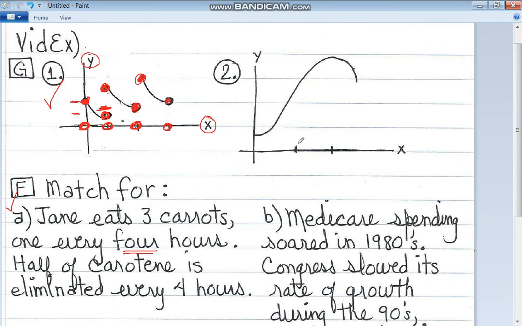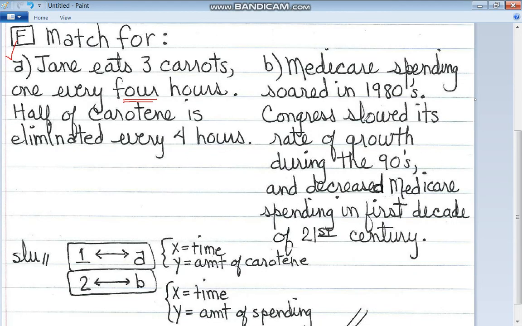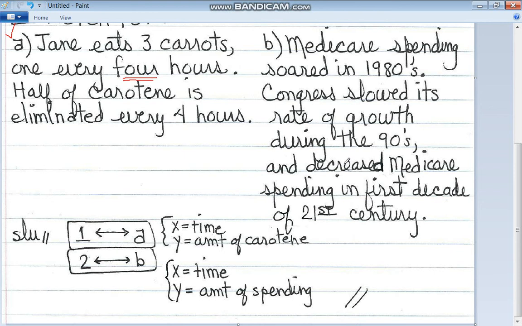See, here's the time and here's the time. As time goes on, here's the amount of spending. It goes up and then it turns around in the 90s and it goes down. So yeah, that graph is obvious to me. The other one took a little thought. But the answers are 1 is related to A and 2 is related to B.